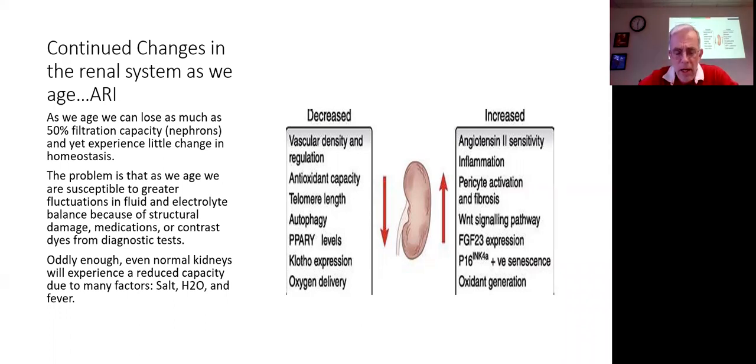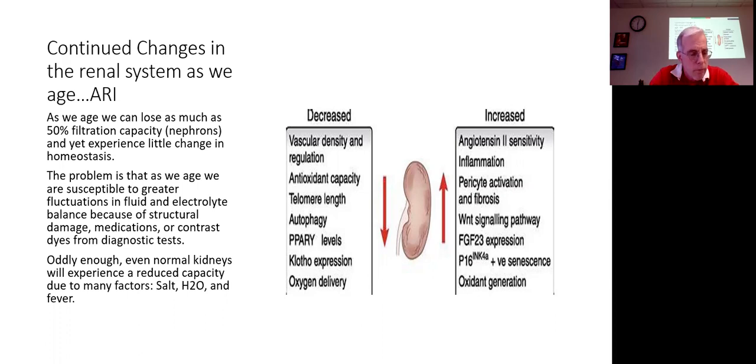What it really comes down to is as we age, we're more susceptible to disease and illness. And we're susceptible to fluctuations in fluid and electrolyte imbalance. Sometimes there's structural damage. Sometimes medications are problematic because the kidney is unable to filter as efficiently as an organ system.